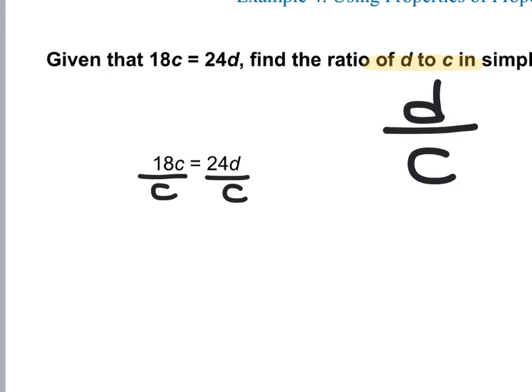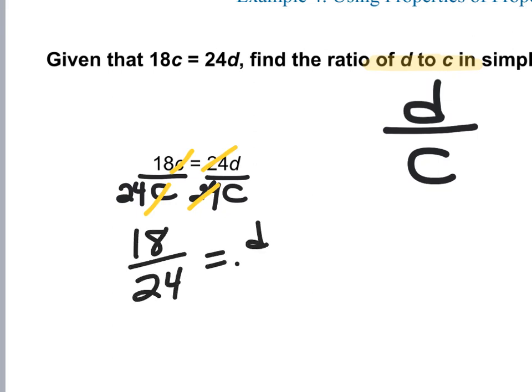The other thing I need is I don't want any other numbers by this D over C. So I have D over C, and I want to get rid of that 24. So at the very same time, I'm going to divide by 24. So 24 is going to go in the bottom of both fractions. And now I can see that the 24s will divide out as 1, and the C's will divide out as 1. And so what I have now is 18 over 24 equals D over C. And that's exactly what I wanted.